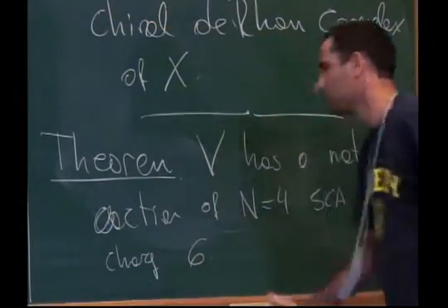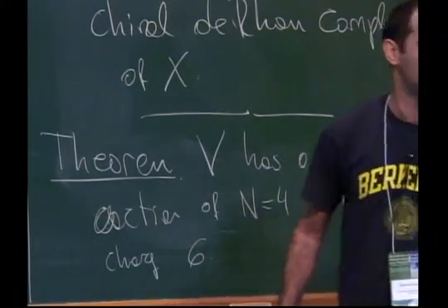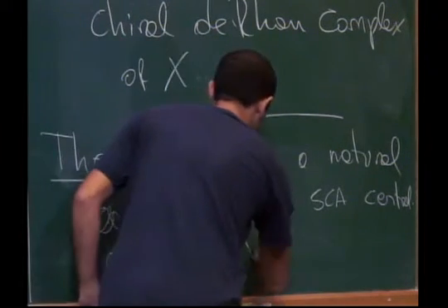So this is only for a K3 surface, or is it for any? Thank you, that's a good question. This is true for any hyperkähler manifold, and in particular, that charge 6 is for X being a K3 surface. Here, X is K3.